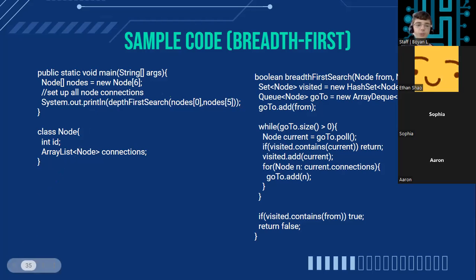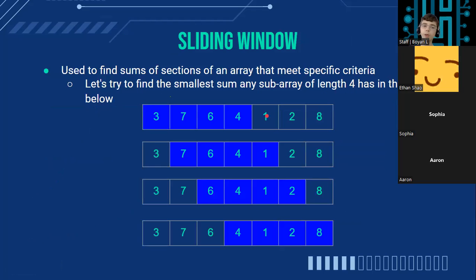All right. If no one has any questions about graphs, I want to move on to one final algorithm that's used in USACO a lot called the sliding window algorithm. Sliding window is used to find the sums of sections of an array that meet specific criteria. Now, that sounds really fancy, but let's go through a specific case first. Specifically, let's try to find the smallest sum any subarray of length 4 has in this array below. And I've highlighted all the subarrays of length 4 here.